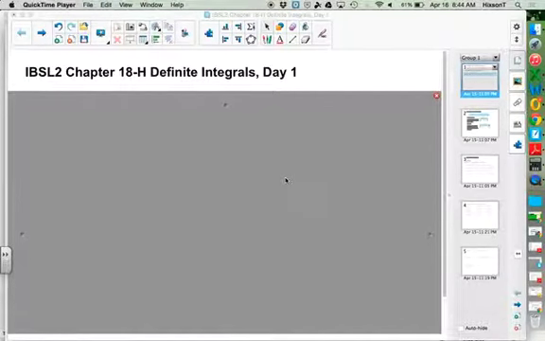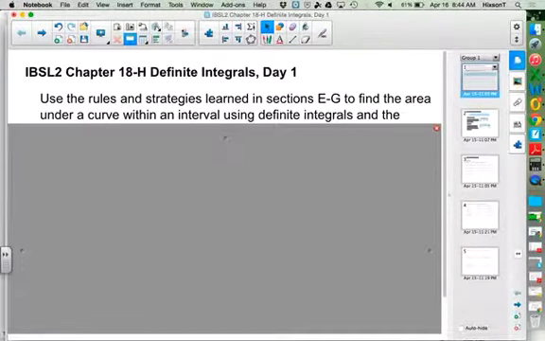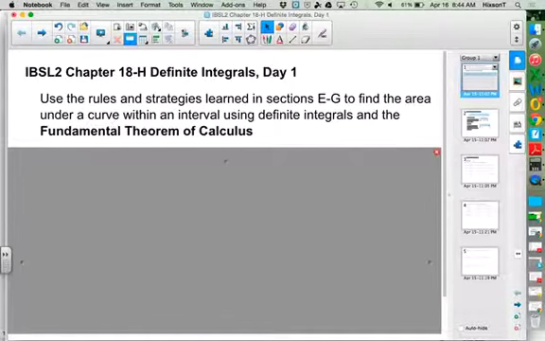So earlier we mentioned definite integrals, and what we're talking about are integrals that are defined over a particular interval, okay? And basically what we're going to do is use all the rules and the strategies that we learned through sections E, F, and G to find the area under a curve within an interval. And we're going to use the definite integral and the fundamental theorem of calculus. Like I said, this is something that we talked about earlier.